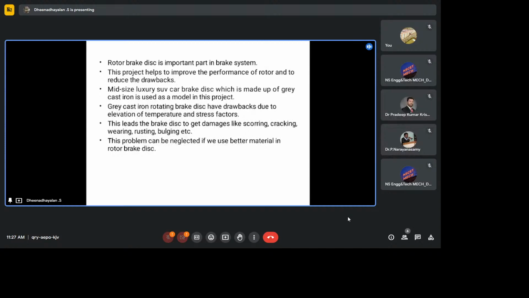Gray cast iron rotating brake discs have drawbacks due to elevated temperature and stress factors. This leads the brake disc to get damaged, such as scoring, cracking, wearing, rusting, bulging, etc. The problem can be reduced if we use a better material for the rotor brake disc.